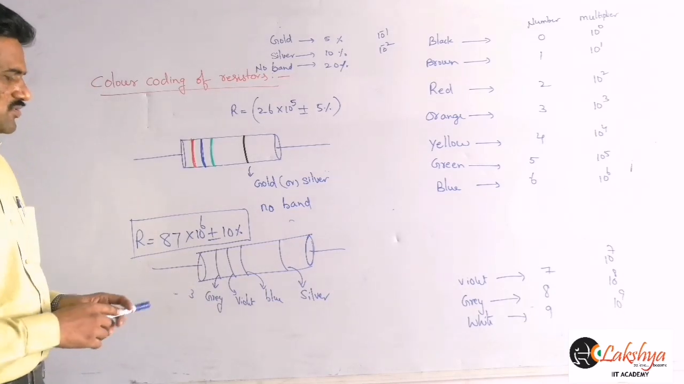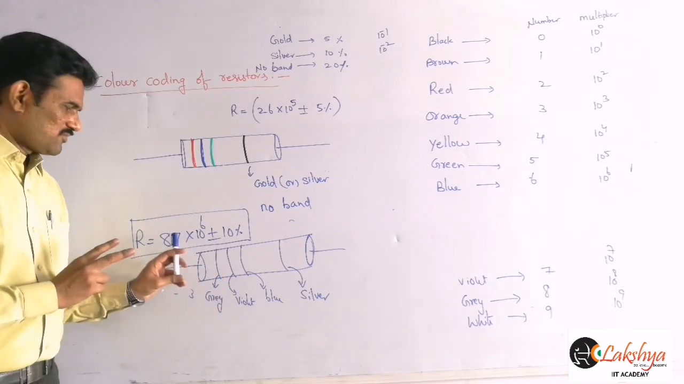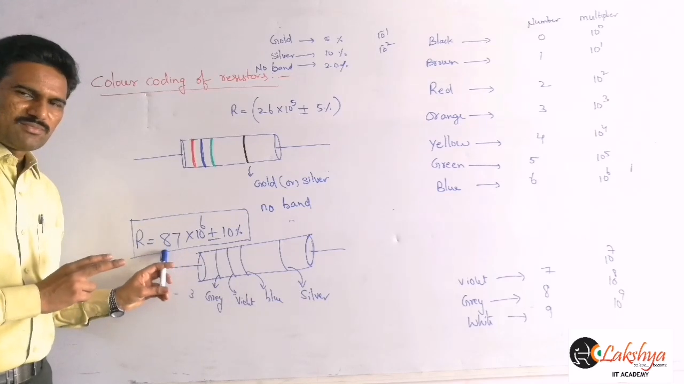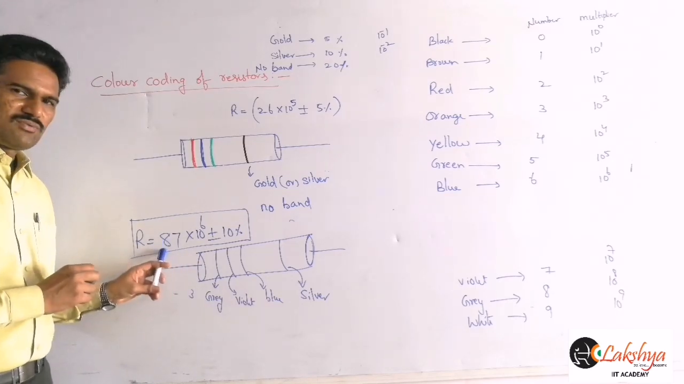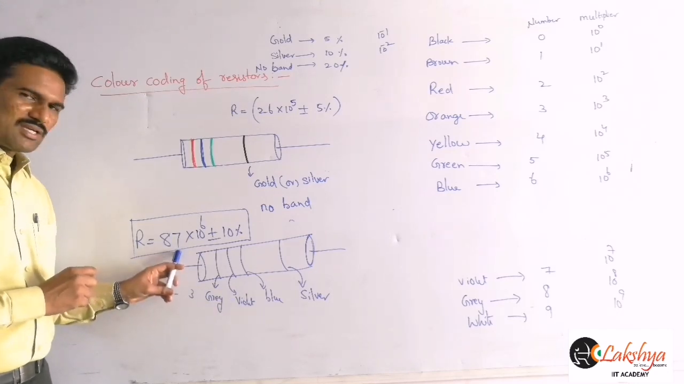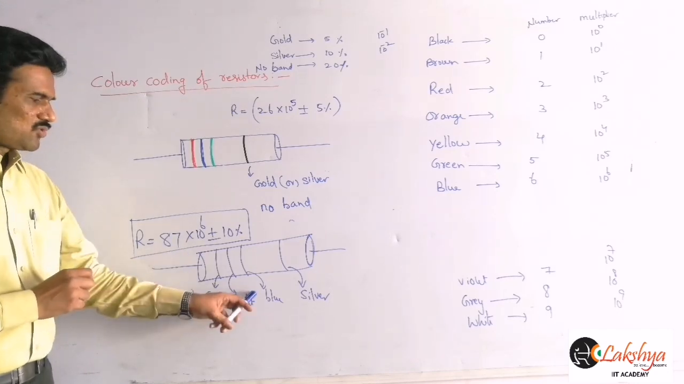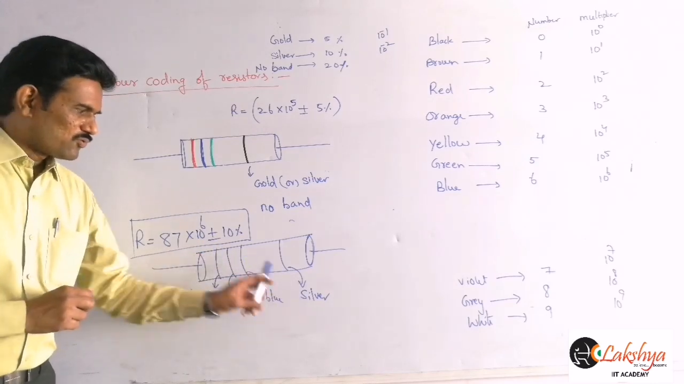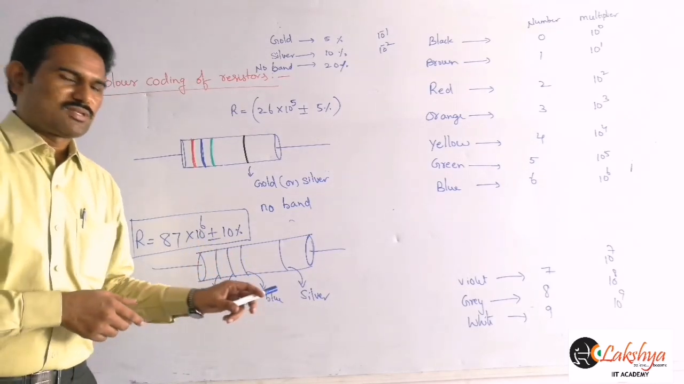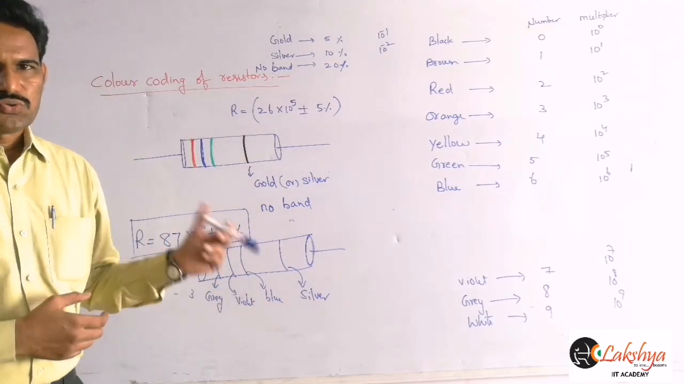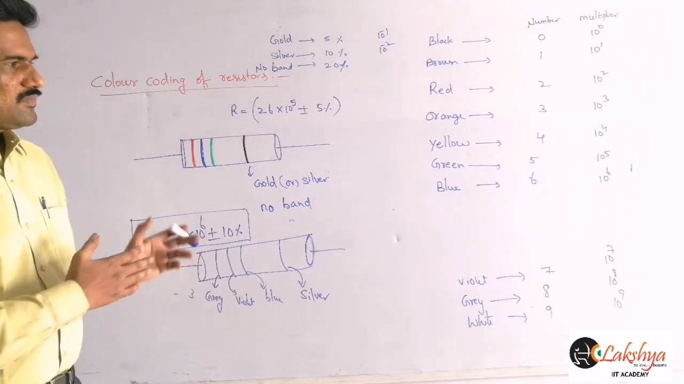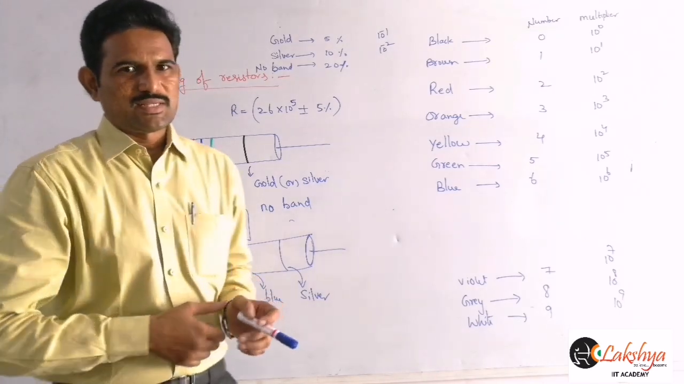Got it? So the first two bands represent the two significant figures. The first band represents the first value, the second band represents the second digit, the third band represents the 10 power value, and the fourth band represents the tolerance. Sometimes there will be no fourth band, then you need to consider the tolerance as 20%, right? So that is the color coding of these resistors.